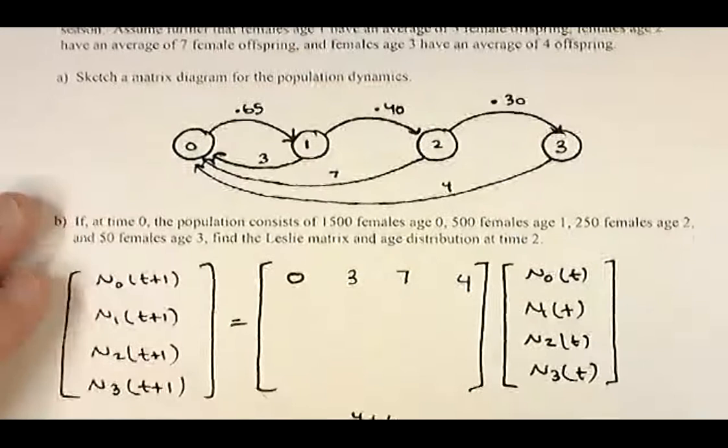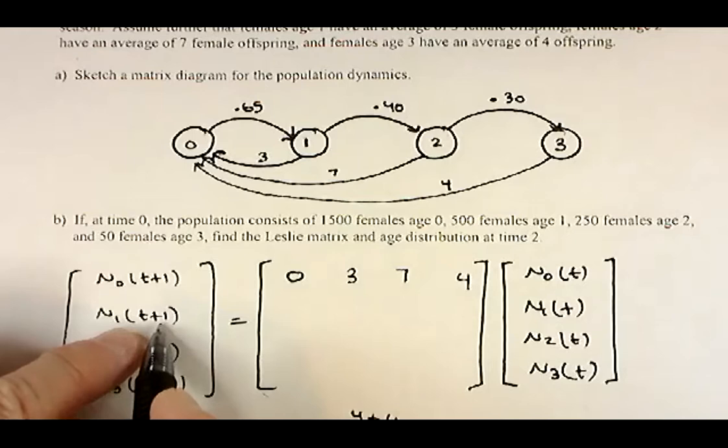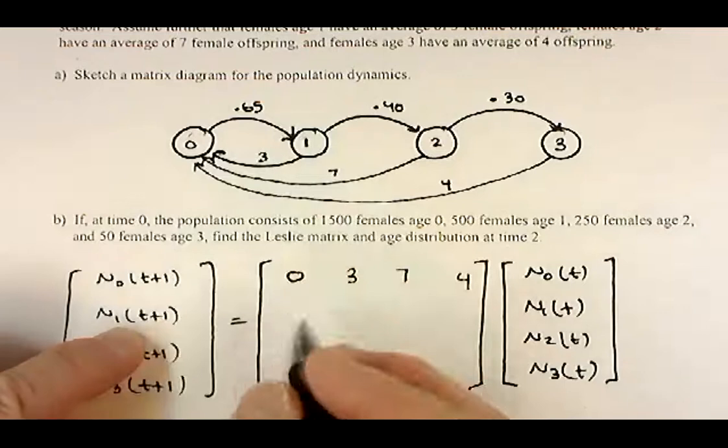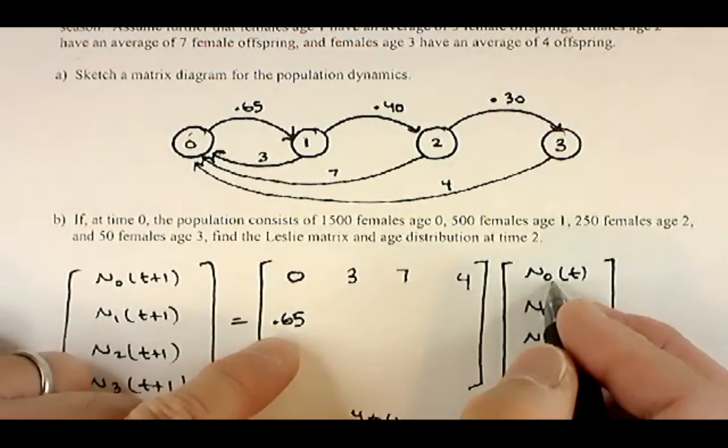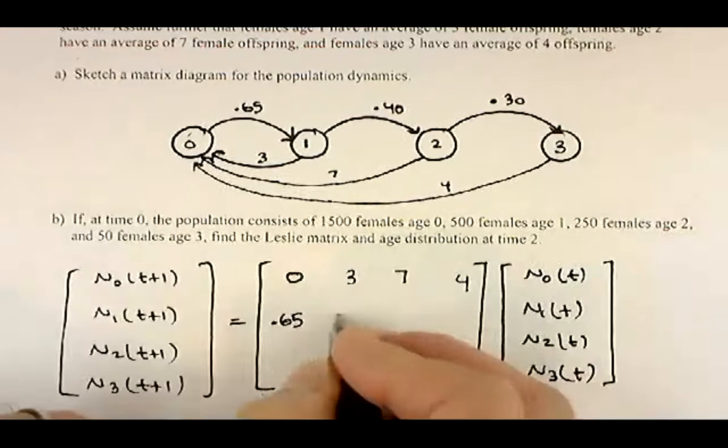How am I getting my next generation of 1-year-olds? That's only coming from the 65% of 0-year-olds that survive. And so this row right here gets multiplied by this. Where should the 65 be? It should be the very first number because that's going to get multiplied by the number of 0-year-olds. And I'm not getting more 1-year-olds from 1-year-olds, 2-year-olds, or 3-year-olds. So these are all going to be zeros.